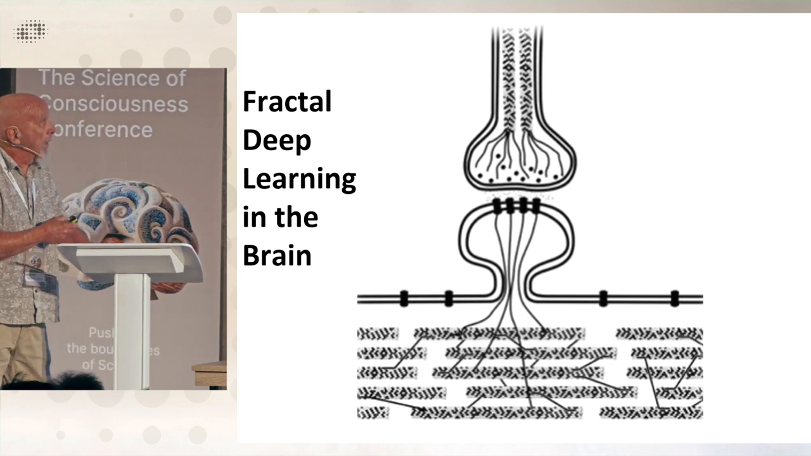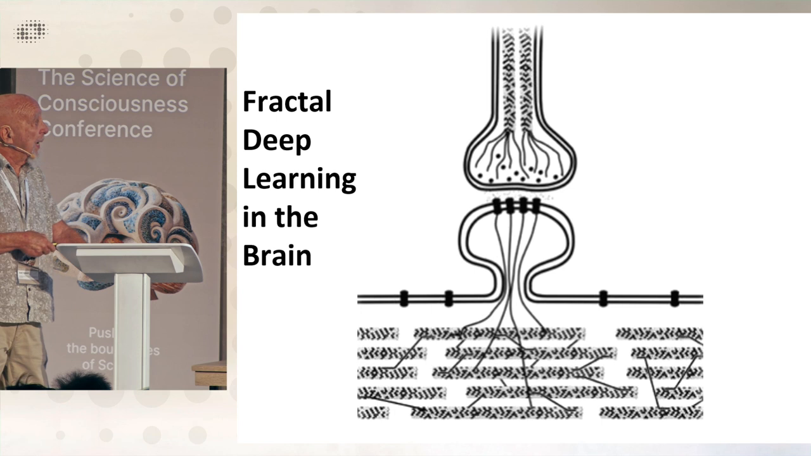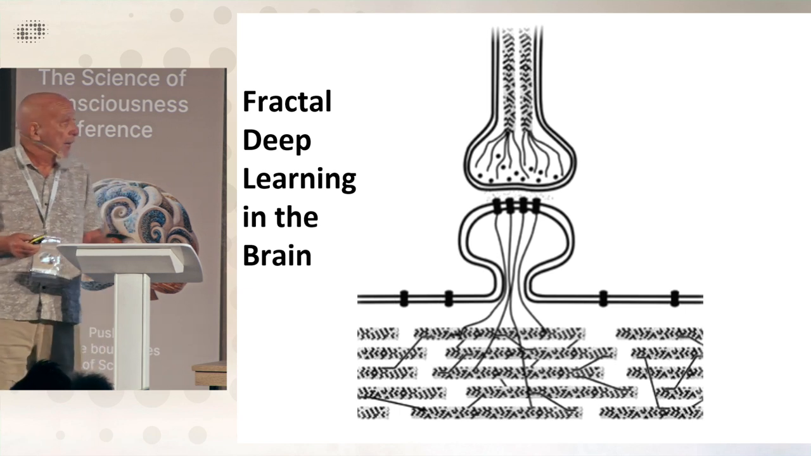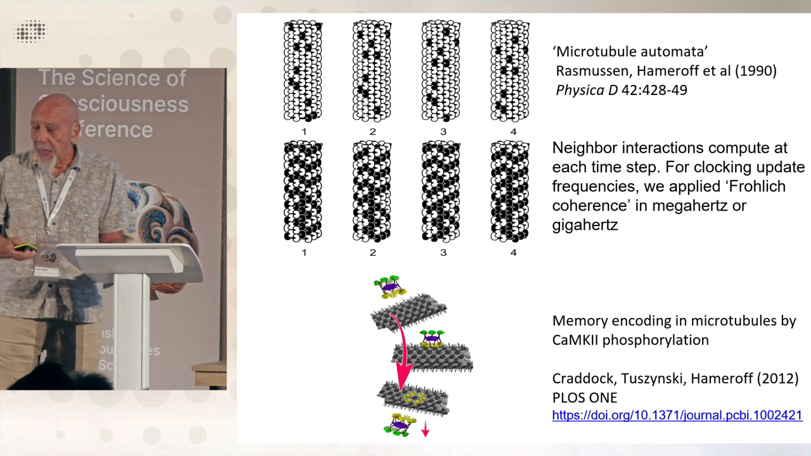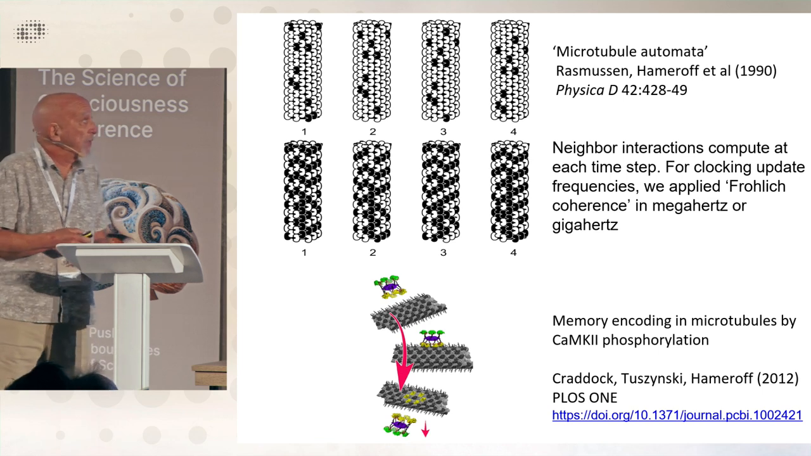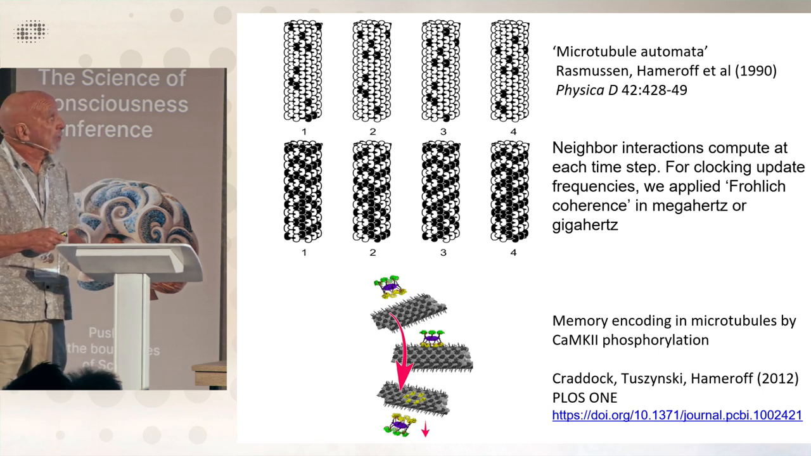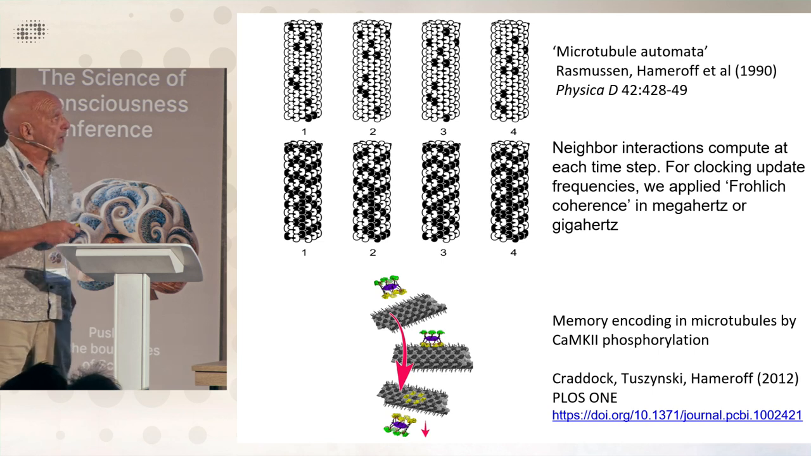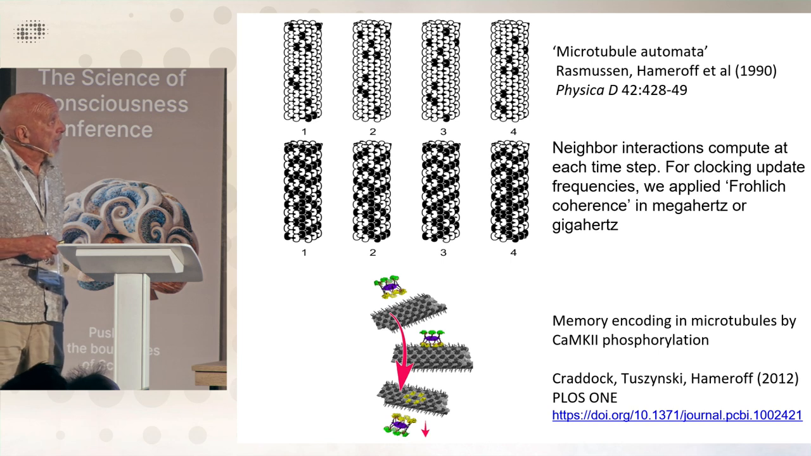If you look at, here's a synapse, an axon, a dendritic spine, dendrite, microtubules connected, and microtubules are processing information at a deeper level, faster level, smaller, and eventually gets to the quantum level. And we've known for many years that microtubules can, and now evidence shows that they can process information. Here's a paper I did in 1990 on microtubule automata. Microtubules are cylindrical lattices of a protein called tubulin. They can interact locally and probably non-locally, process information, and neighbor interactions compute.